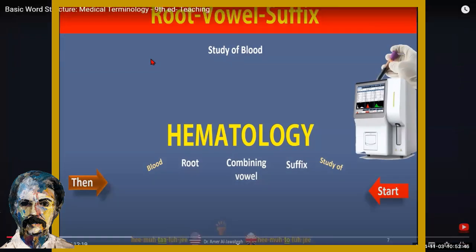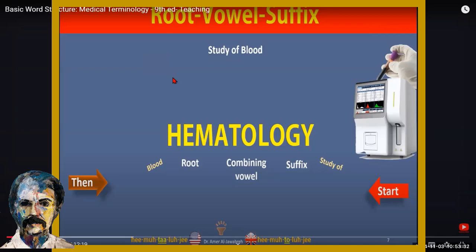Hematology. Hematology, the Americans say it one way, and the British another, and whichever you want is okay. This or that. That's the first one. Then let's go to the other one. So we have a root, we have the suffix, we have the root, and we have the vowel in between.